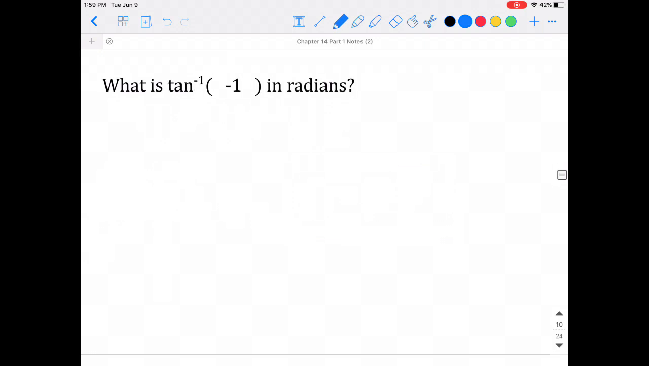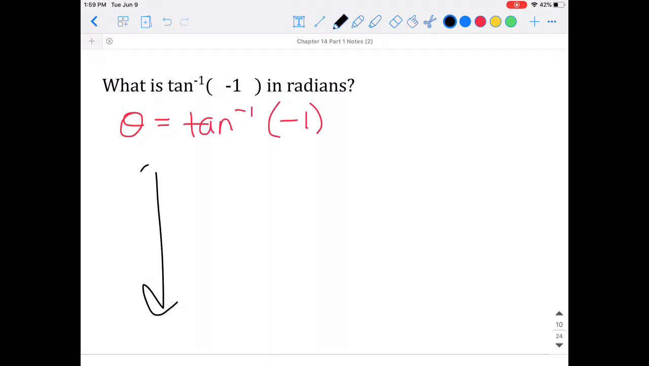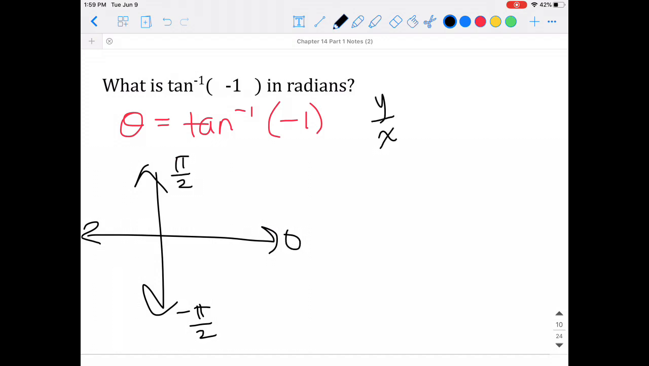And one more example for this. What is the inverse tangent of negative 1 in radians? So again, we have the answer, we're looking for the angle. So theta equals inverse tan of negative 1. And for tangent, we're talking about the same restrictions as sine. So we have negative pi over 2, pi over 2, and 0, because tangent is y over x. So that's going to give us the same restrictions as our sine.